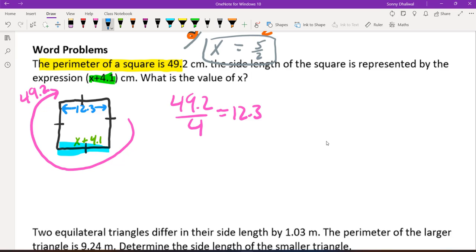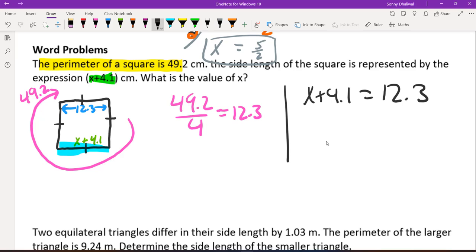It's also x plus 4.1. So these two things are equal. They're the same size. We just need to figure out what the value of x needs to be, so this whole thing equals 12.3. This is where we set up a little mini equation. So we go x plus 4.1 equals 12.3. They're the same value. That's setting up your equation.